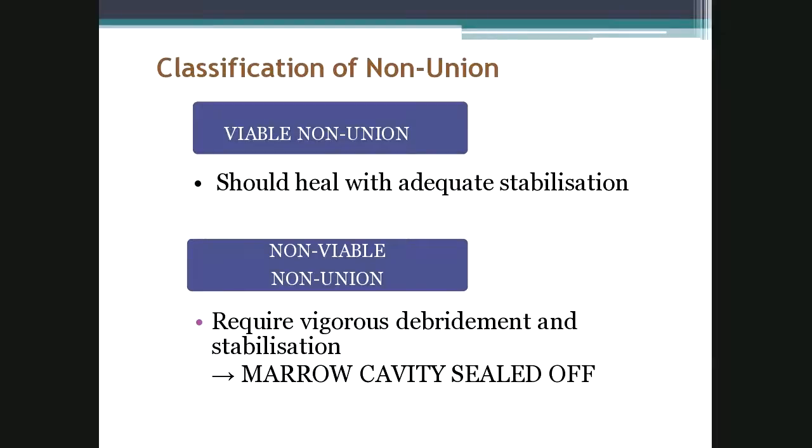Non-unions may be viable or non-viable, as I've said, depending on the stability of the bone and the blood supply at the fracture site. Surgical intervention with improved stabilization and possibly bone grafting is commonly used to increase the chance of a successful union.